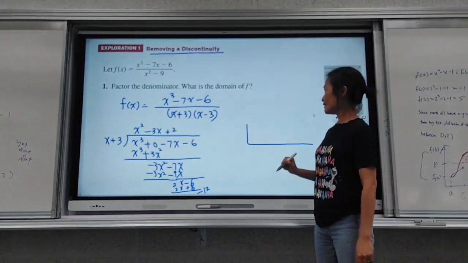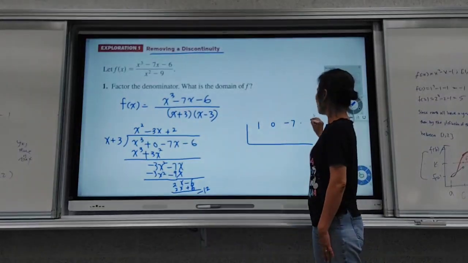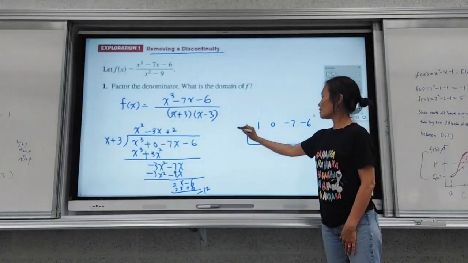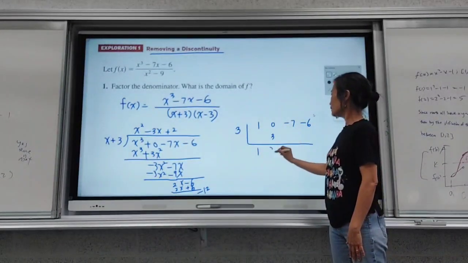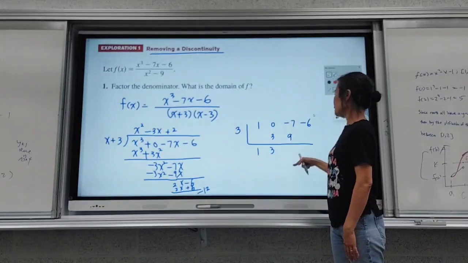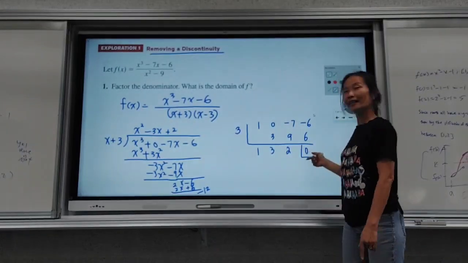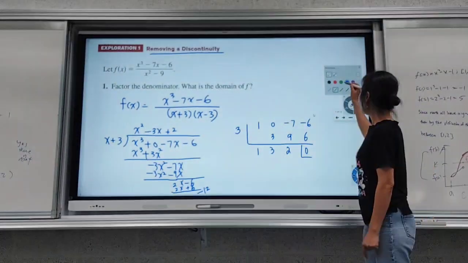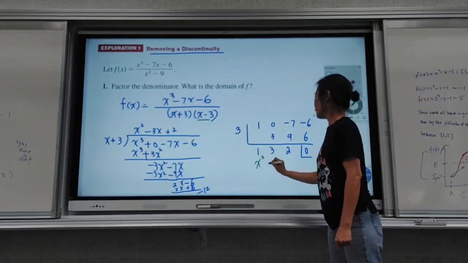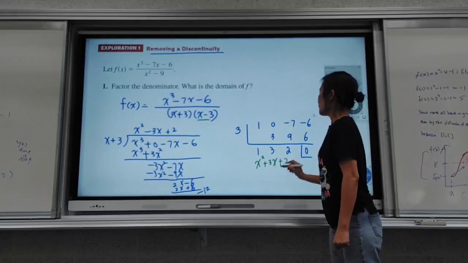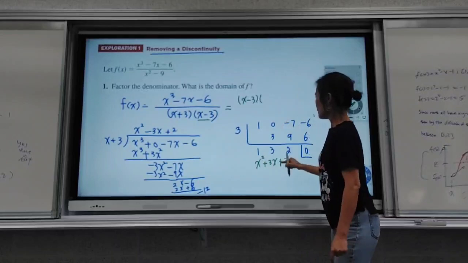I'm gonna try synthetic division this time. So I'm gonna sub in 3. So put down 1, multiply by 3, I'm adding 9, I'm adding, oh, my remainder is 0. Excellent. That means this is a factor. So that will be equal to x minus 3. This is the other part.